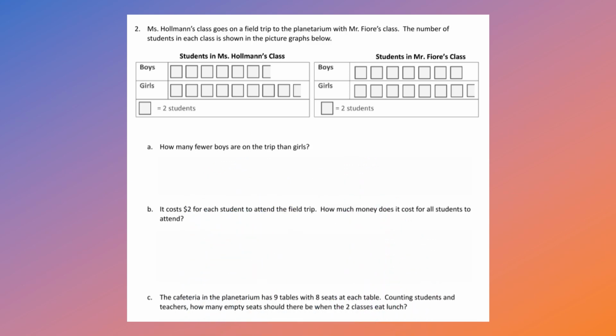Moving on to number 2. Number 2 says, Miss Holloman's class goes on a field trip to the planetarium with Mr. Fiore's class. The number of students in each class is shown in the picture graphs below.